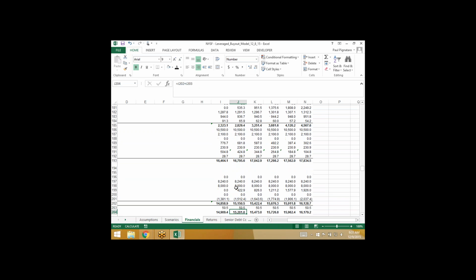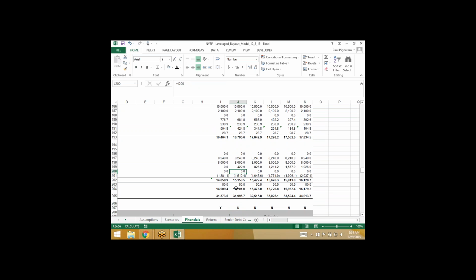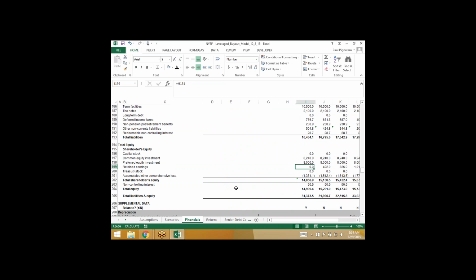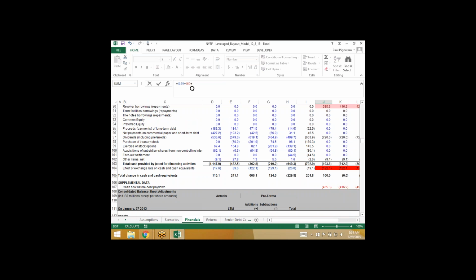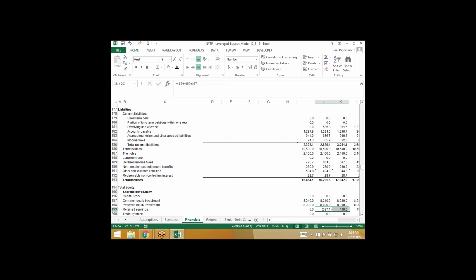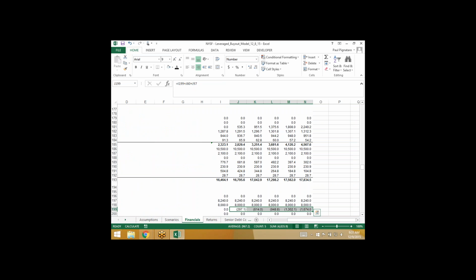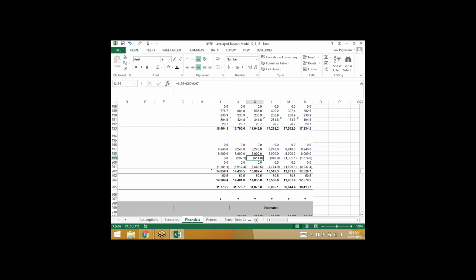And why is it not balancing? What do we need to do? Retained earnings is net income after distributions. We have after the basic dividends right there plus J60 plus the dividends that we've just modeled, 720. Copy to the right. Now we balance.